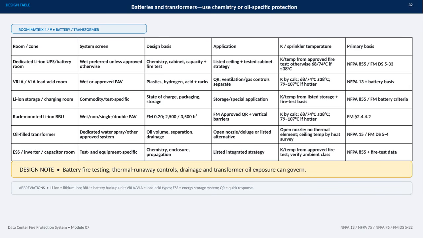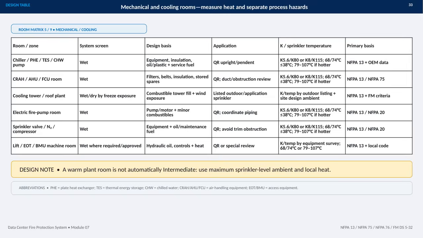This design table organizes the mechanical and cooling spaces that support the data center, with a focus on measuring heat and separating process-related hazards. The key point is that the protection system must be selected by the actual room conditions, equipment, combustibles, and heat exposure, not simply by the room name.